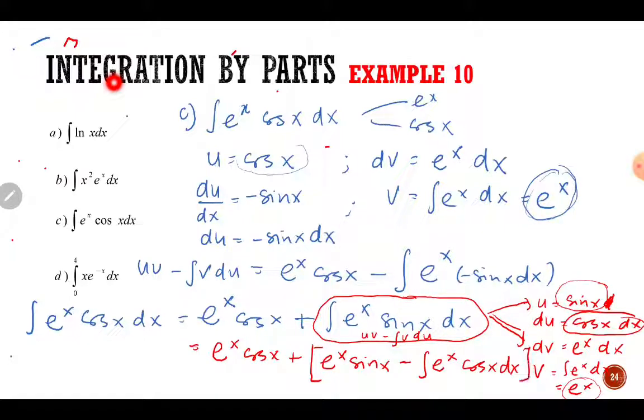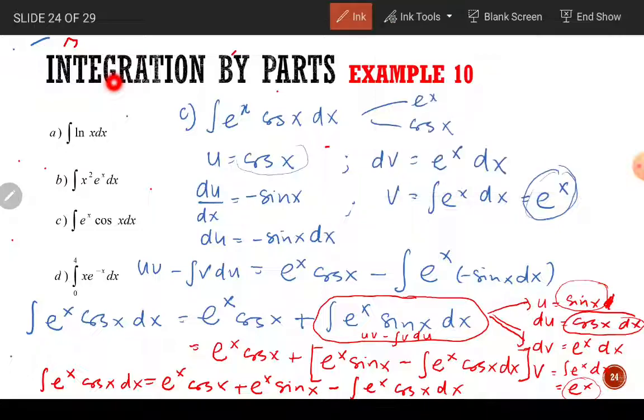Okay, so jawapan kita akan dapat e to power of x cos x tambah e to power of x sin x tolak integration of e to power of x cos x dx. Dan soalan kita adalah e to power of x cos x dx. So what should we do now? Apa yang perlu kita buat sekarang?